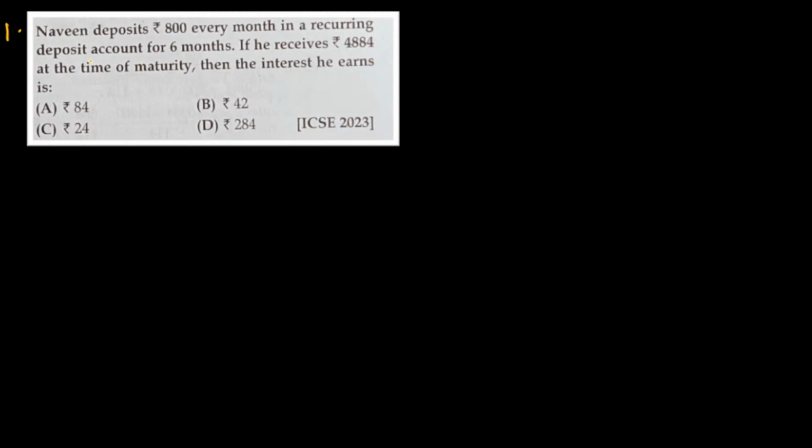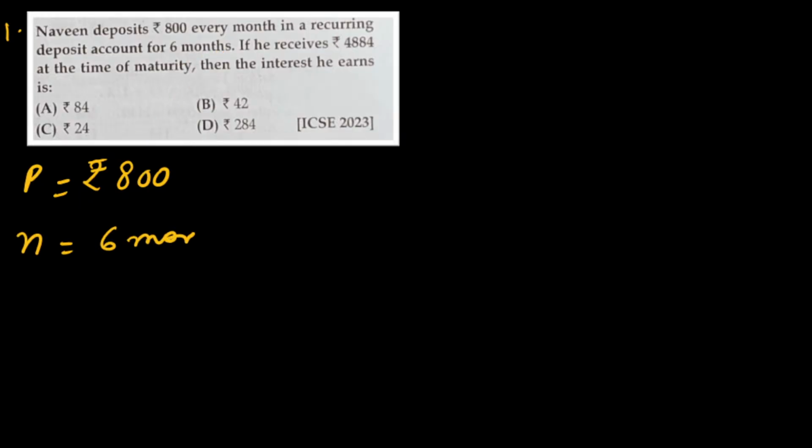Question number 1. Naveen deposits rupees 800 every month in a recurring deposit account for 6 months. First of all, we'll write what is given to us. Then we will see what we have to find. P is the amount which is deposited every month, so that is the principal amount. P is 800. For 6 months, so the time period N is 6 months.